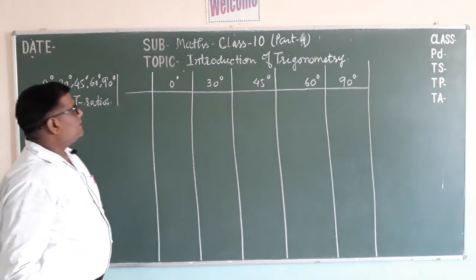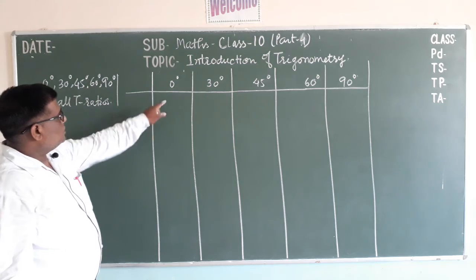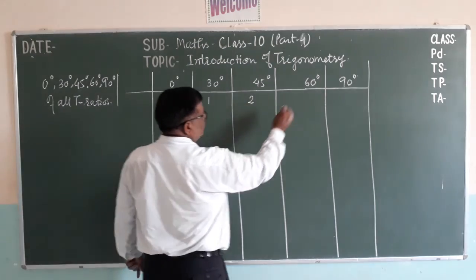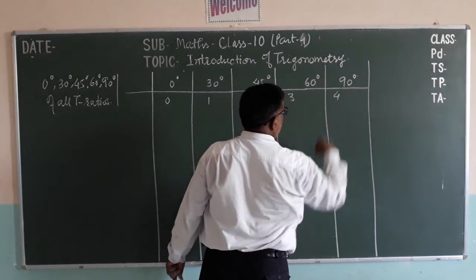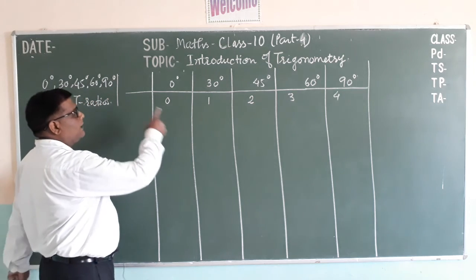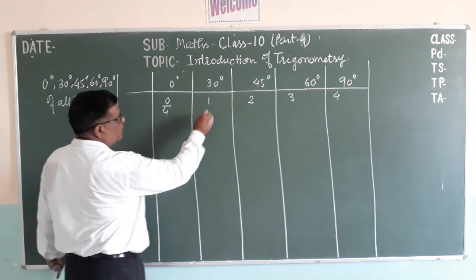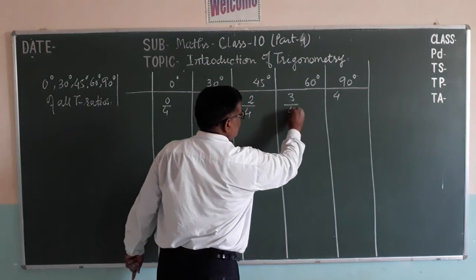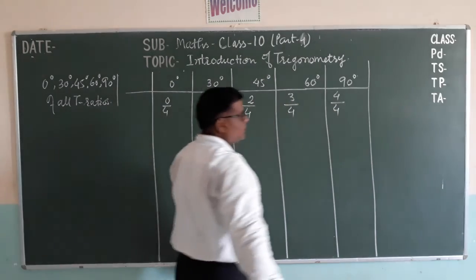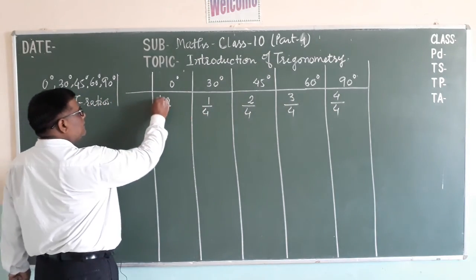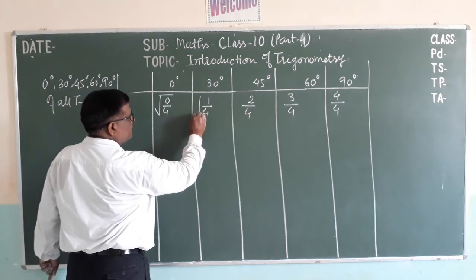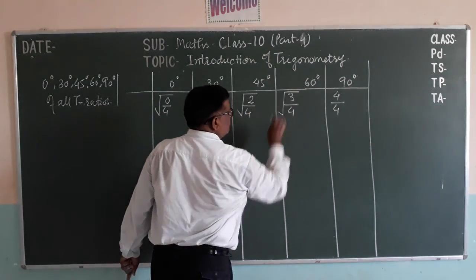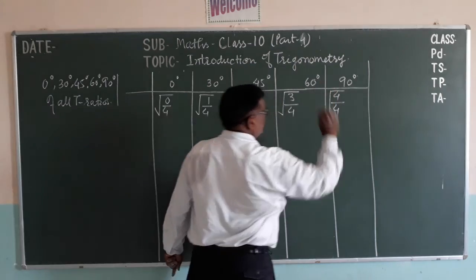Write first of all the digits 0, 1, 2, 3 and 4. And again we divide all of them by 4, that is 0 by 4, 1 by 4, 2 by 4, 3 by 4 and now 4 by 4. And again we take their square roots: root 0 by 4, root 1 by 4, root 2 by 4, root 3 by 4 and now root 4 upon 4.